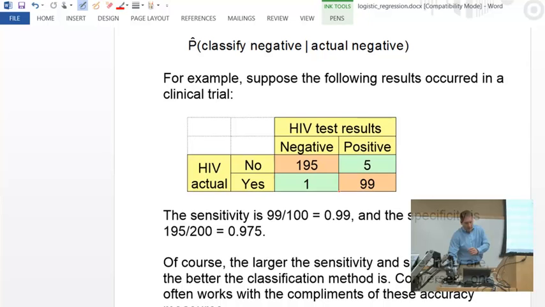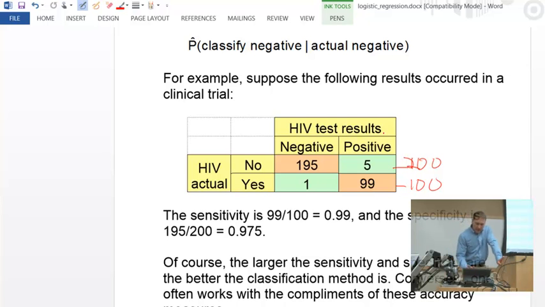So, for example, here maybe are the results of the particular clinical trial in question. In this clinical trial, there were 100 people that were truly HIV negative. I'm sorry, 200 people. And there were 100 people that were truly HIV positive. So obviously this probably wasn't a random sample if it was conducted in the United States.